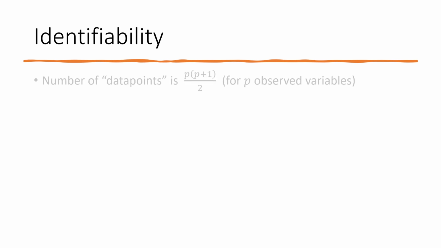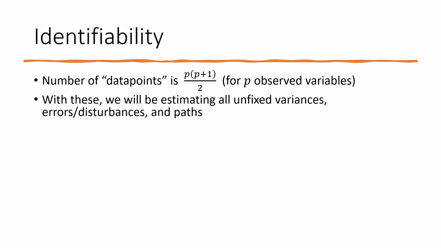So first off, you don't have to count the number of variances and covariances. I mean, you can if you want to, but if you counted, you're going to find that the number of variances and covariances, the number of quote unquote data points, is p times p plus 1 over 2, where p is the number of observed variables. So if I have 3 observed items, I have 3 times 4 over 2, or 6 quote unquote data points. With these, we'll be estimating all of the unfixed variances, all of the errors and disturbances, and all of the paths in the model. So we have a lot that we're going to be estimating based upon these.